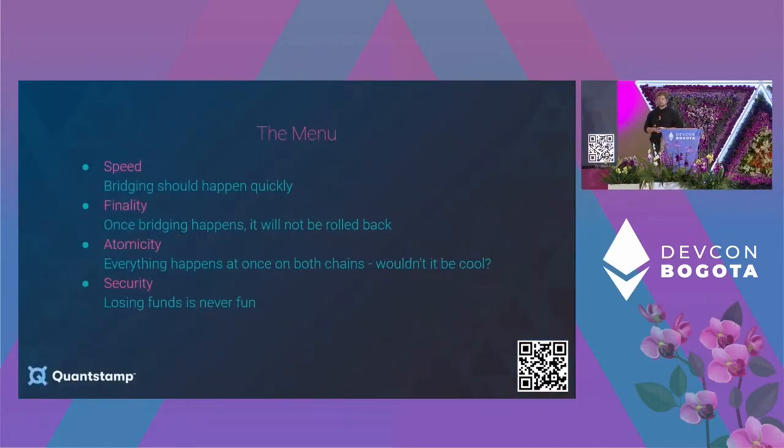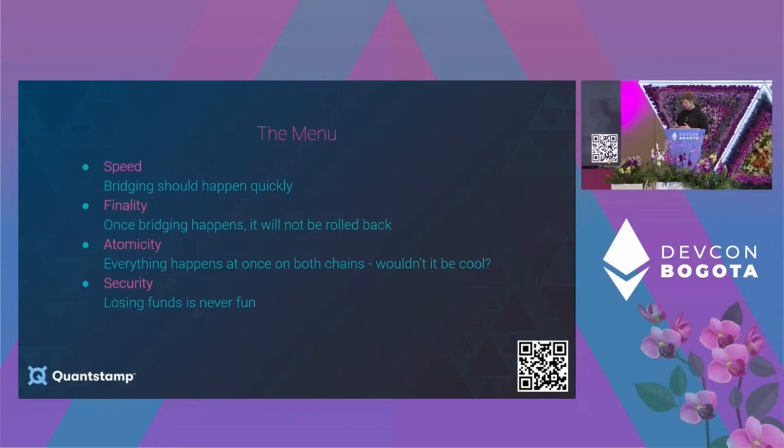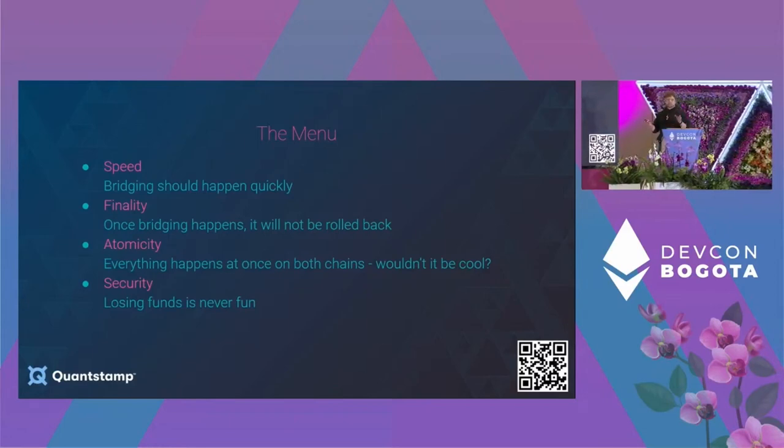First of all, we develop bridges because we have other chains. Many of the other chains are trying to speed up Ethereum, right? But if the bridge takes ages to bridge my assets from one chain to the other one, then this is not really the user experience that I want to have. So what I really want from a bridge is speed.